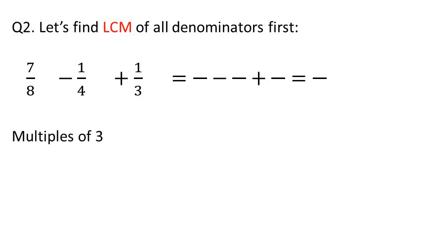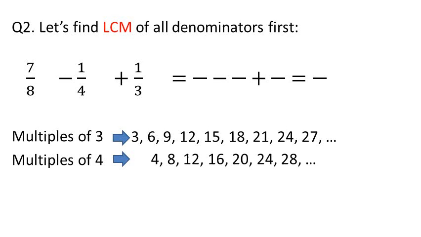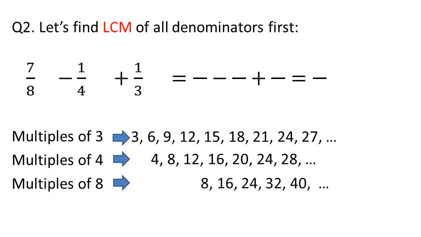Multiples of 3 are 3, 6, 9, 12, 15, 18, 21, 24, 27, and so on. Multiples of 4 are 4, 8, 12, 16, 20, 24, 28, and so on. Multiples of 8 are 8, 16, 24, 32, 40, and so on. So the lowest common multiple is 24.